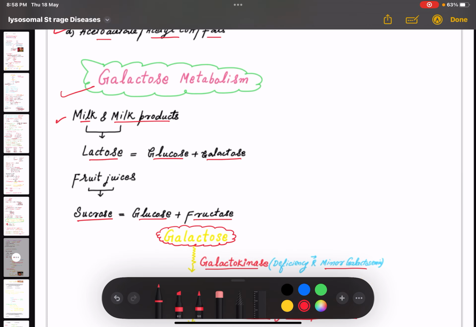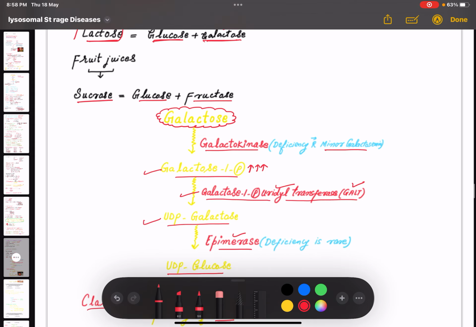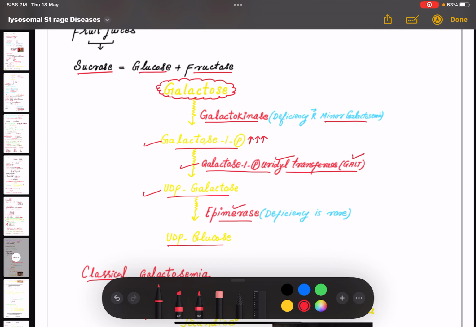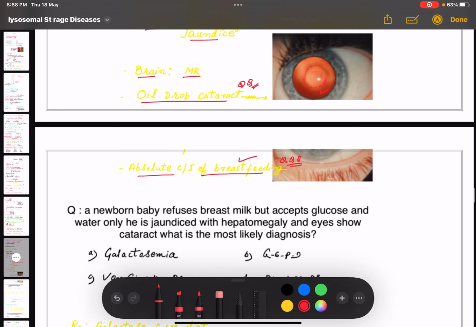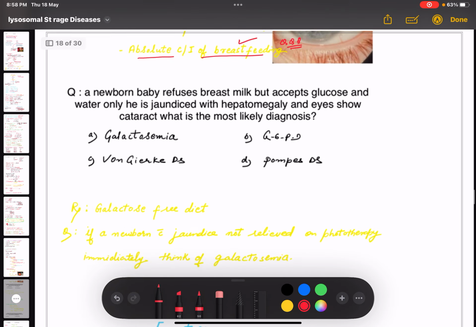I have told you that milk and milk products contain lactose, and this lactose contains galactose, and the baby cannot take up this galactose because the baby is not having this enzyme galactose 1-phosphate uridyl transferase. I hope this is clear. Now you can see this question.